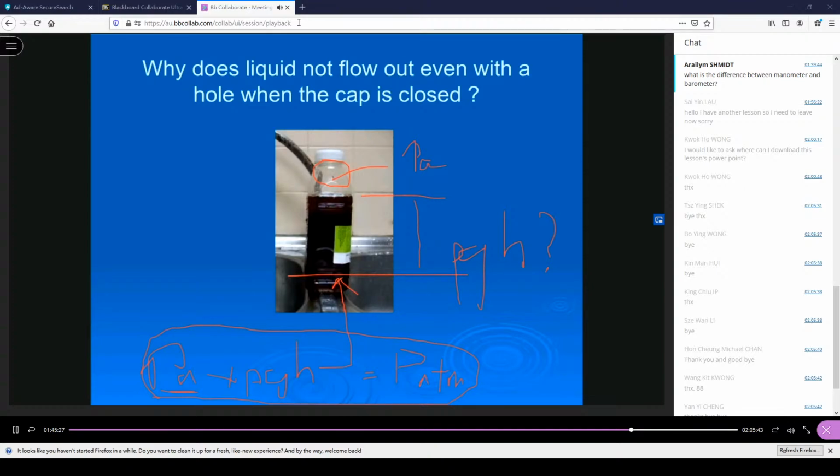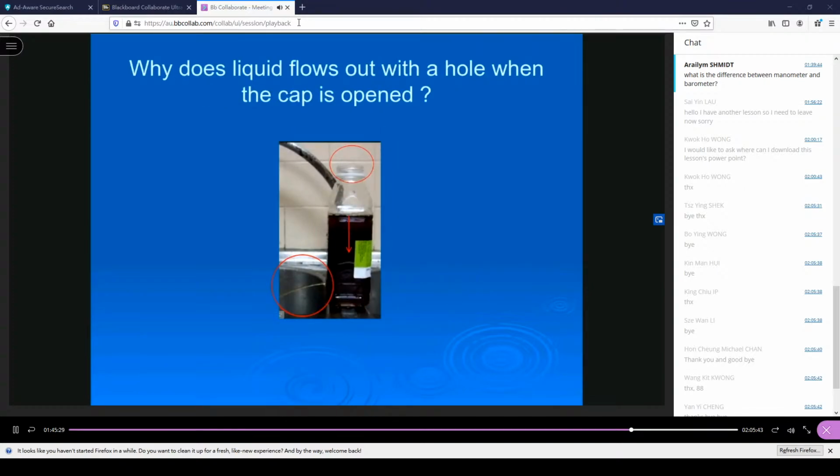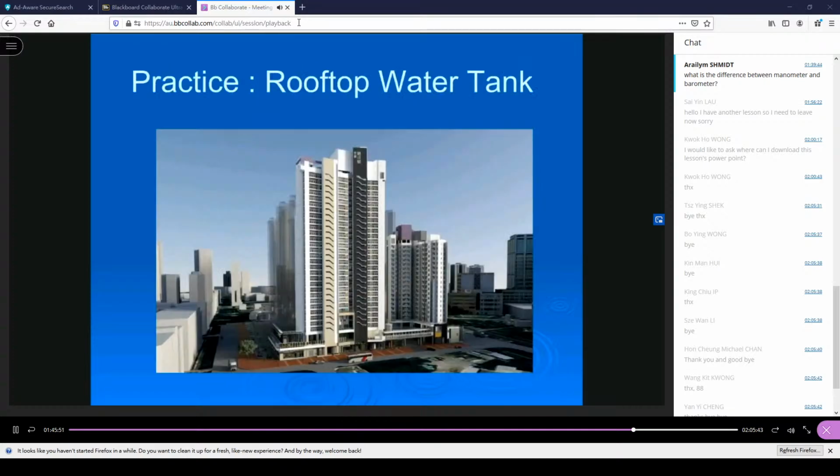Okay, so when we open, then no choice. Open here, the pressure here must be equal to atmospheric pressure, and the net pressure is rho gh, period. This time, force comes. This liquid is being forced out. Interesting, right?